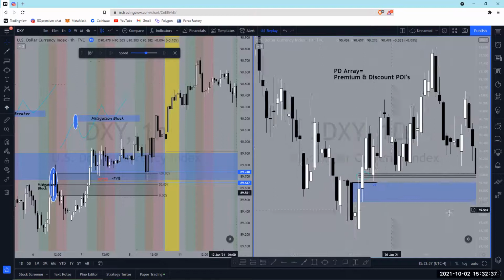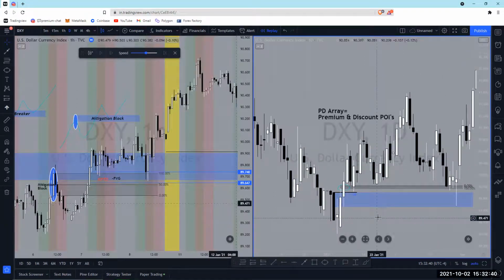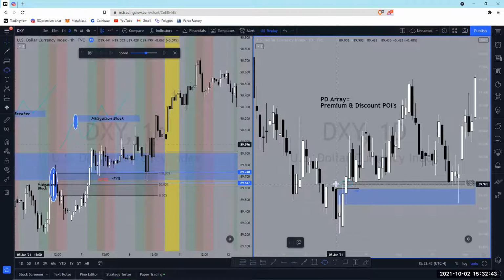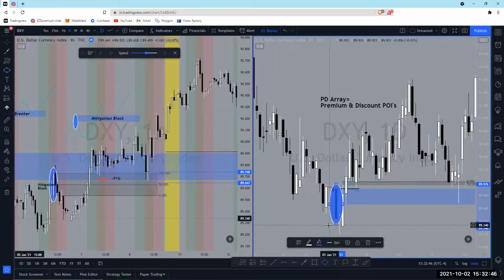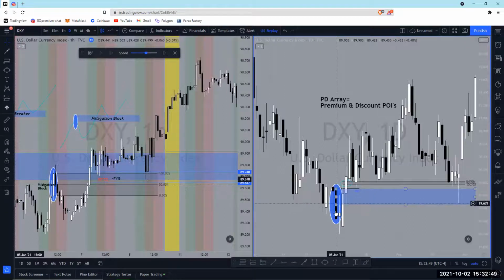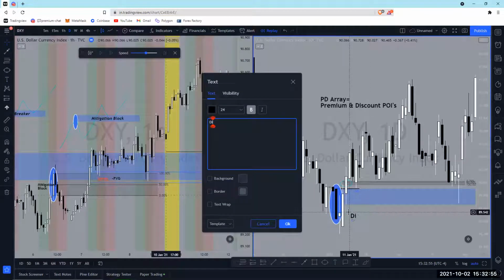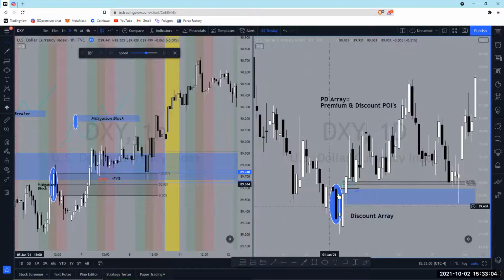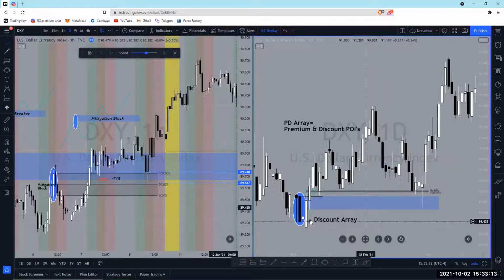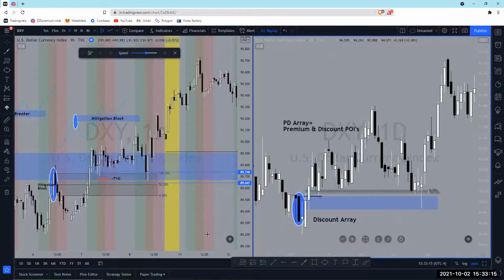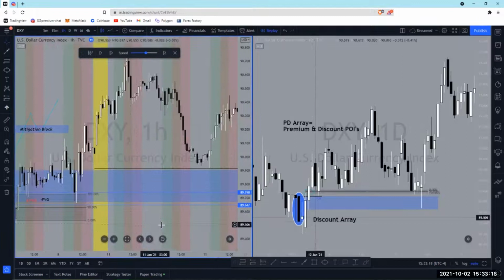So your PD arrays are going to be found on the higher time frame. So this right here, guys, would be considered a PD array, this order block. Now this is going to be a discount array, or a discounted array. You can add the ED at the end if you want. I just call them all PD arrays. This daily fair value gap, I call it a PD array. It's a discount array. It's a discounted area in price. Okay. All right, so let's move along.